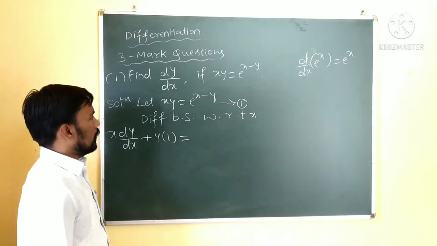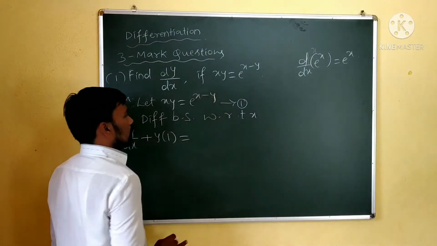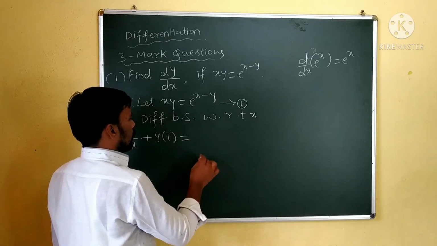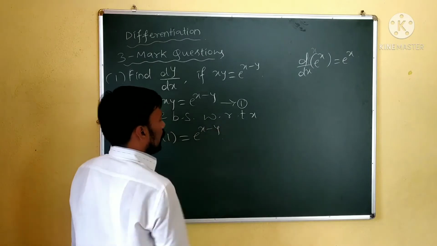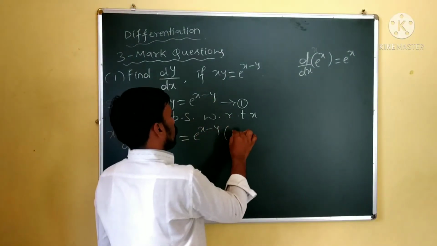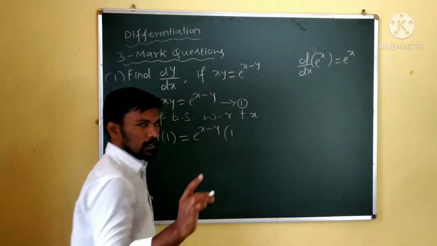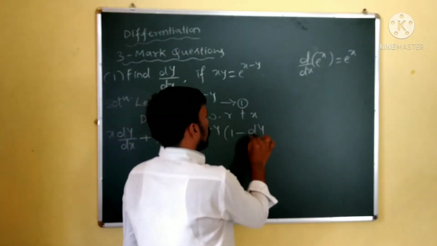So therefore, apply chain rule. For the time being, you treat this power as simply x only. So derivative of e to the power of x is what? e to the power of x. x is nothing but x minus y. And take the derivative of the power. So derivative of x with respect to x is 1, minus derivative of y with respect to x is dy by dx.